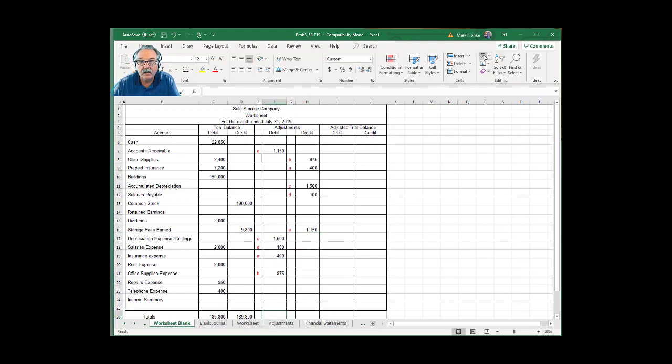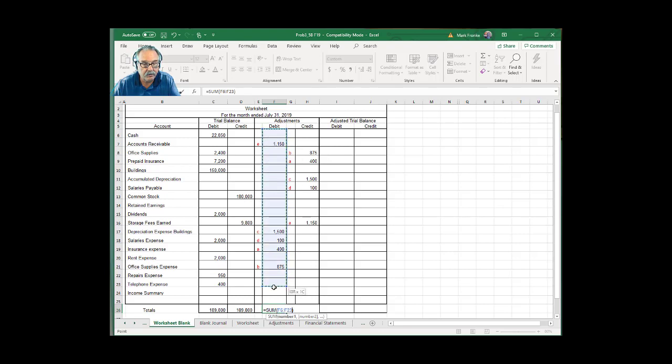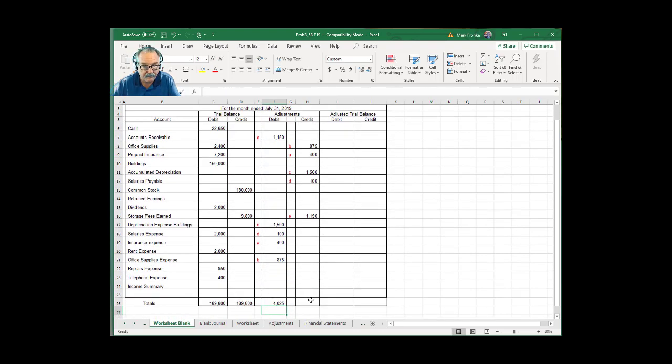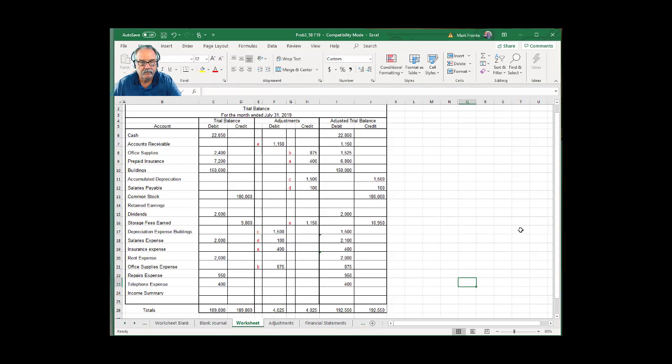And just to make sure everything balances, I will total up the debit side, 4025. I'm going to total up the credit side, 4025, and we're in balance. So when I carry the totals across and make the effect of the adjustments, I get an adjusted trial balance on the right-hand side that balances at $192,550. Again, good practice to do this on your own, to just make sure you understand the flow of this information.